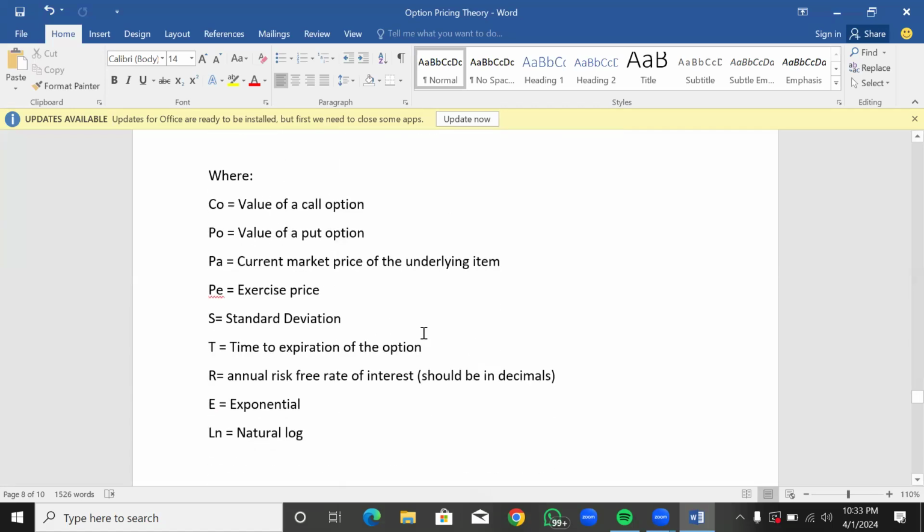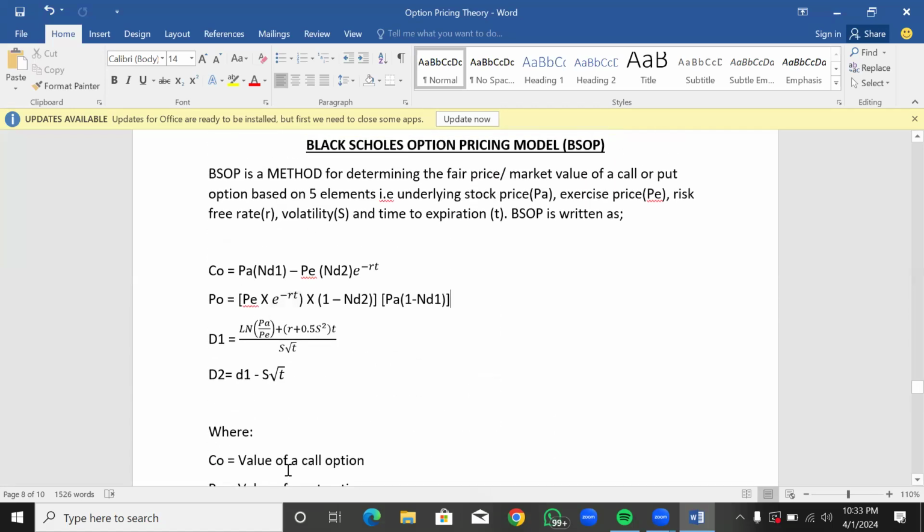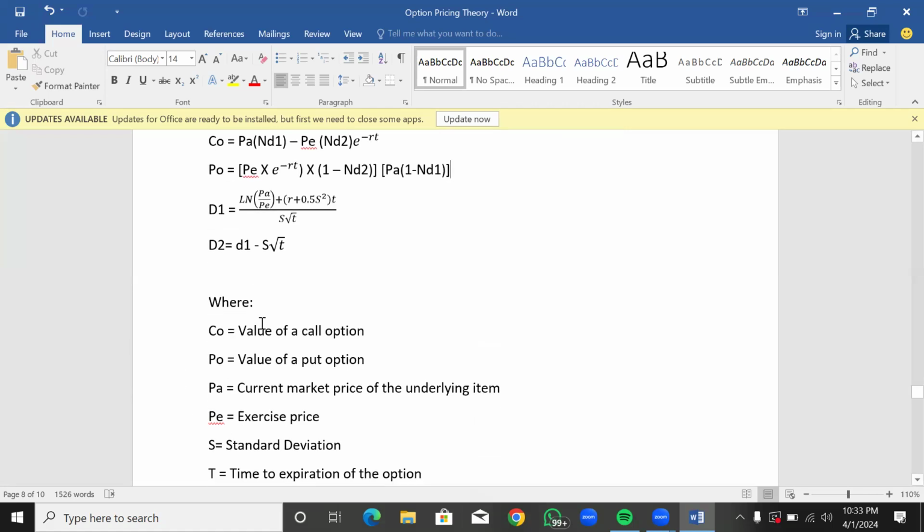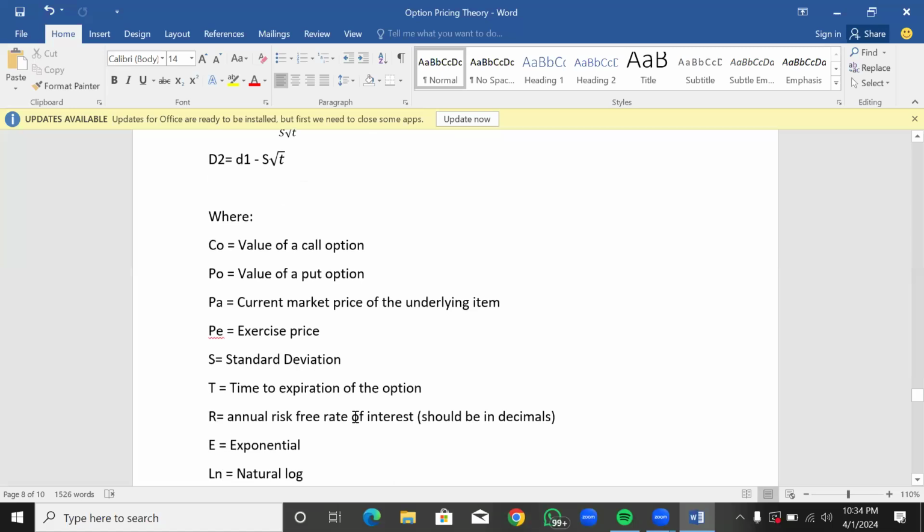Please let me continue. I'm sure that I've written the formula down. So this is what each of the items in those formulas means. Your CO is your value of a call option. Your PO is your value of a put option. Your PA is your current market price of the underlying, or your stock price, like we've been shouting since the morning. Your PE is your strike price or your exercise price. Your S is your standard deviation. Your T is your time to expiration of the option. Your R is your annual risk-free rate. E is your exponential. This is on your calculator.